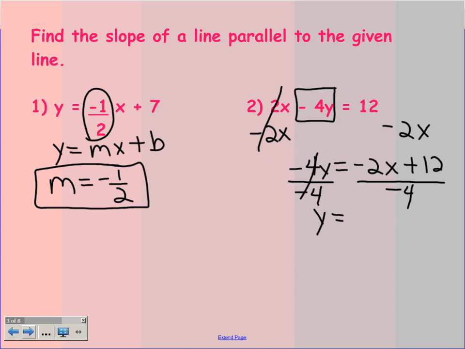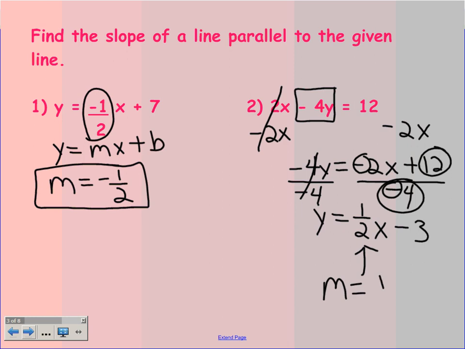y is equal to, I've got a negative over a negative. I know that's going to make a positive. 2/4 reduces down to 1/2 x. And then now I have 12 divided by negative 4. That gives me a negative 3. Now all of that just so we could identify our slope, or m value, which in this case is m is equal to 1/2. So if the equation is in standard form, we need to put it in slope-intercept form in order to solve for m.